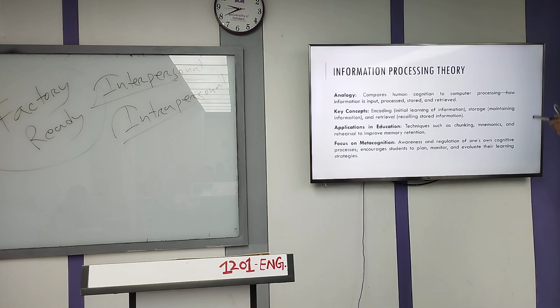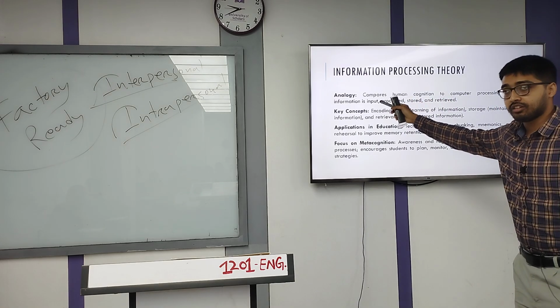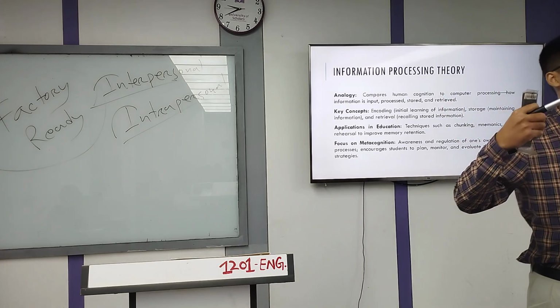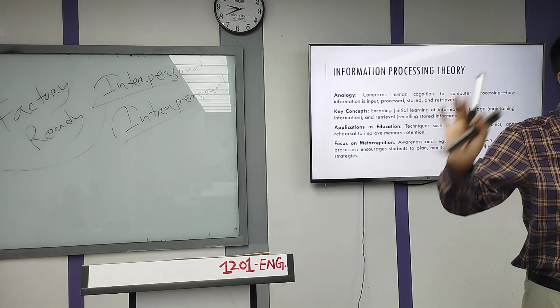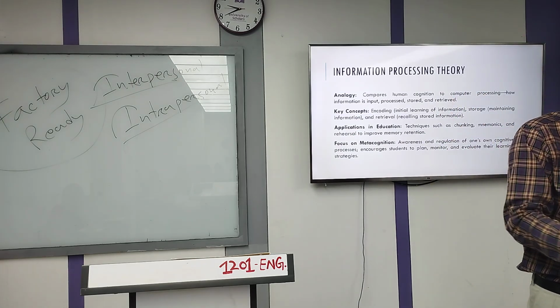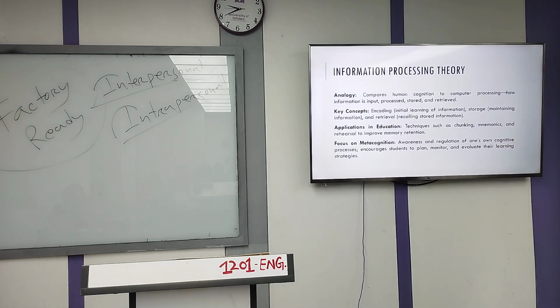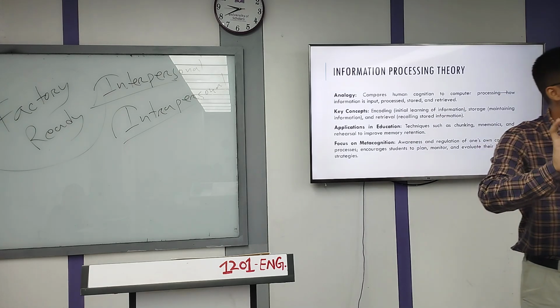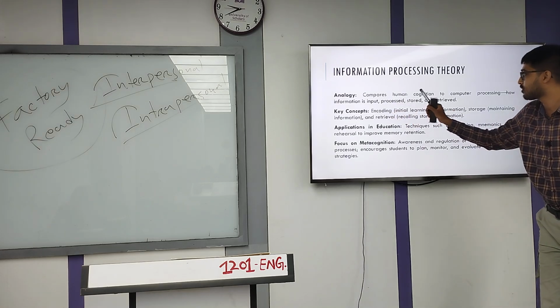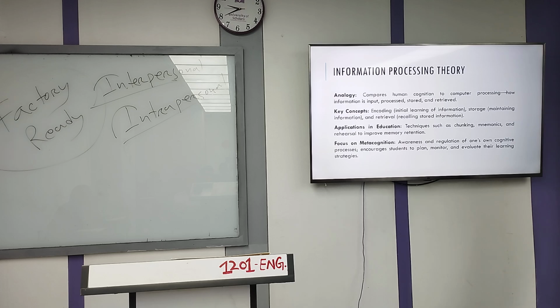Okay, information processing theory, another theory. This analogy compares human cognition to computer processing. So basically he is saying, in simple words, there is a processor in our mind, like the computer. We process information, then we produce outputs. Just as simple as that. It compares human cognition to computer processing: how information is input, processed, stored, retrieved, and output.